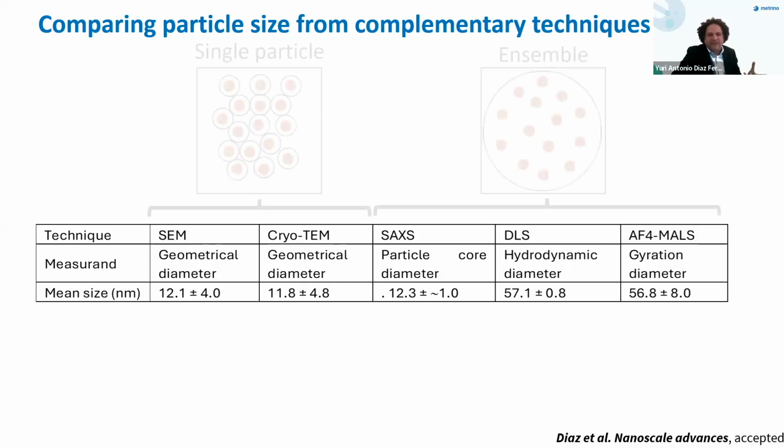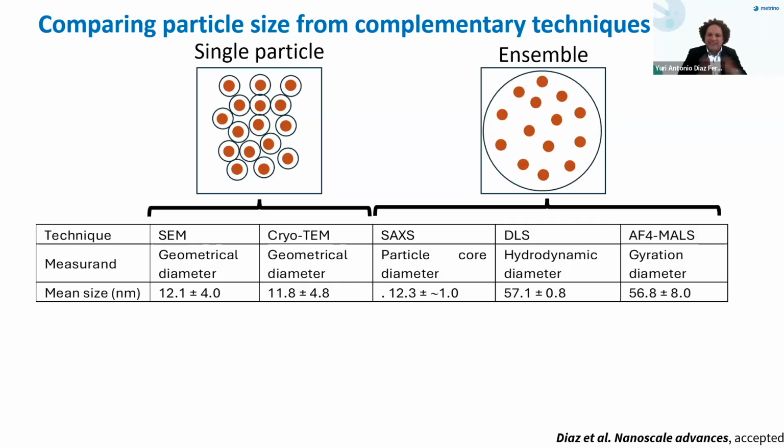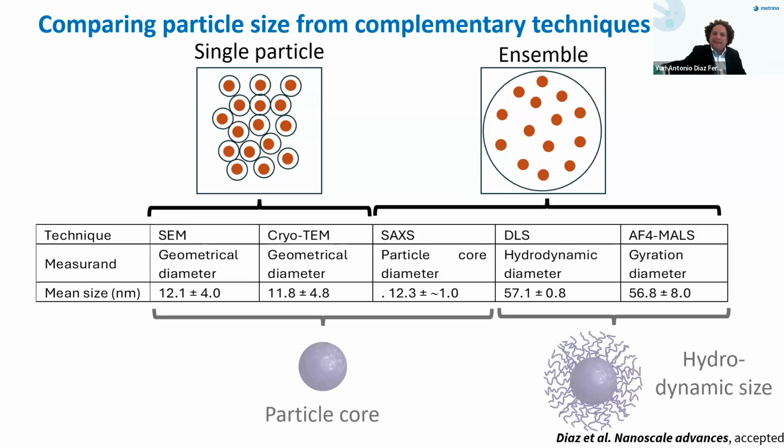And the first thing is that you can classify these measurements in terms of single particle measurements, which allow you to count the size particle by particle, like microscopy techniques, and ensemble measurements, in which you measure the whole sample and then obtain an average value from that. And secondly, you need to divide these techniques in terms of the measurand, because in one case you're measuring the actual geometrical size of the particle, while in the case of dynamic light scattering and asymmetric flow field flow fractionation, the last column in the table, you measure the hydrodynamic size.